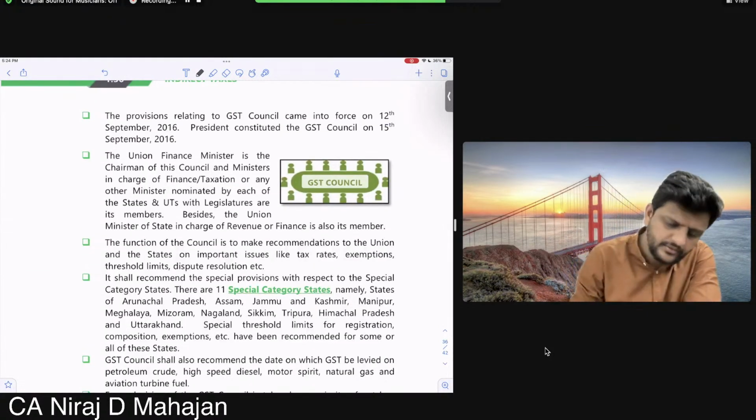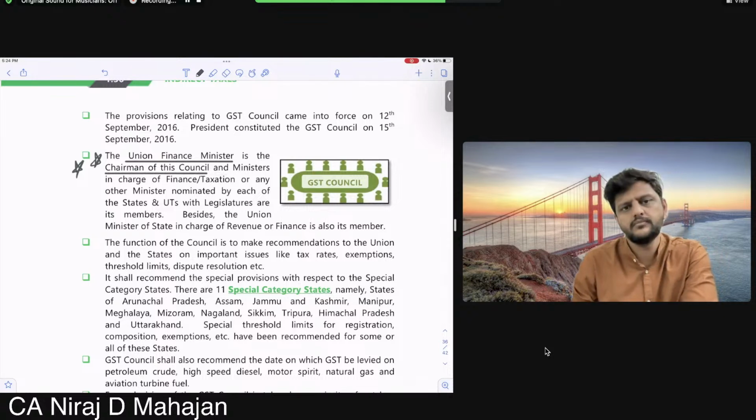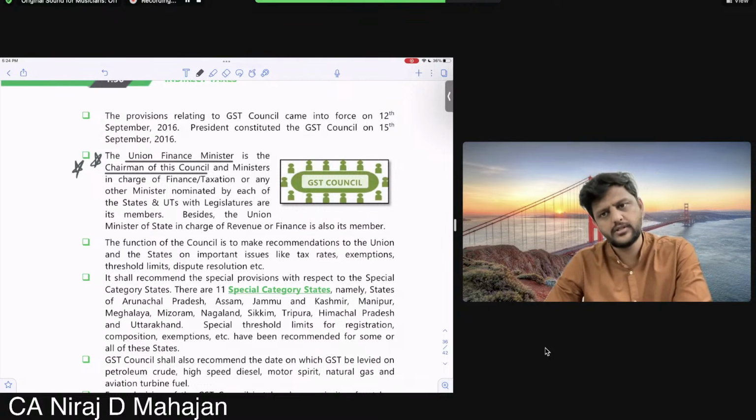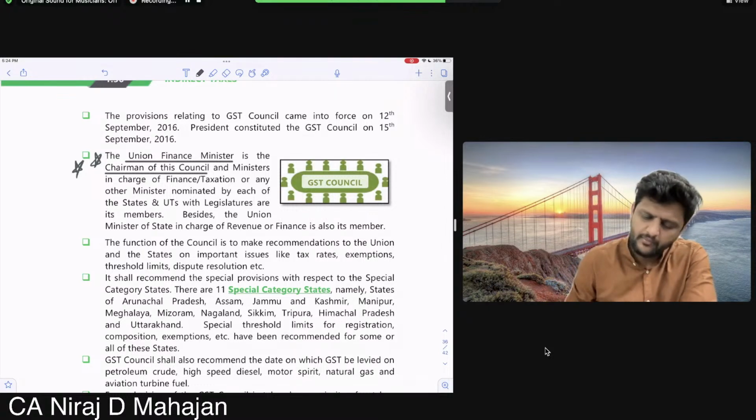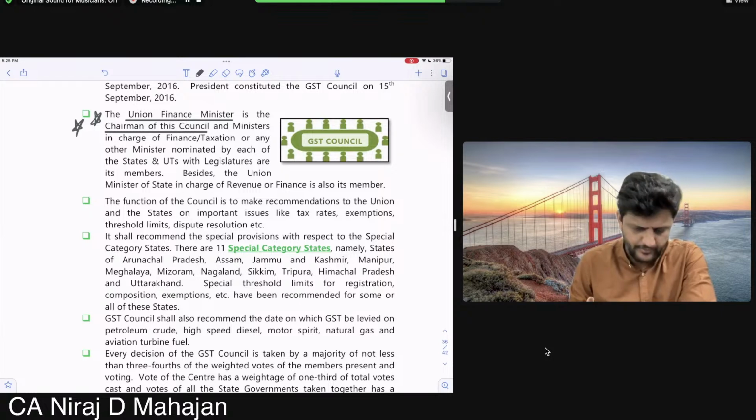Check. 2-star. The Union Finance Minister is the chairman of this council. Okay? And the ministers in charge of finance or taxation or any other minister nominated by each state or UT are its members. Clear till here? Besides, the Union Minister of State in charge of revenue or finance is also its member.